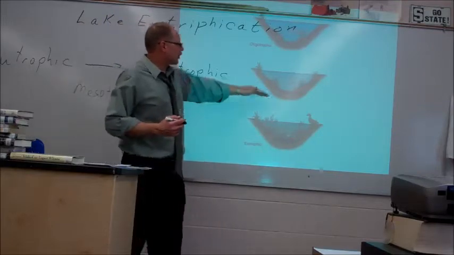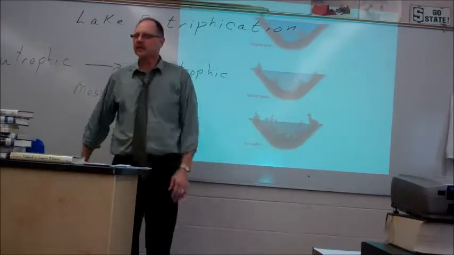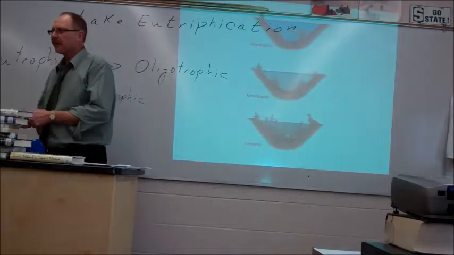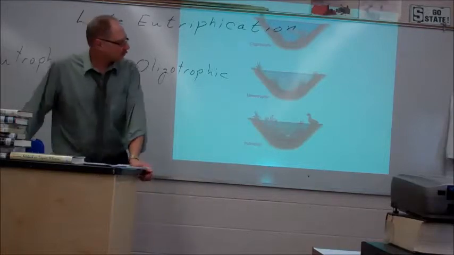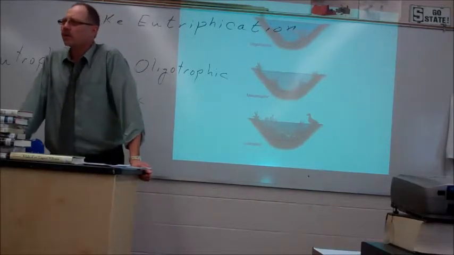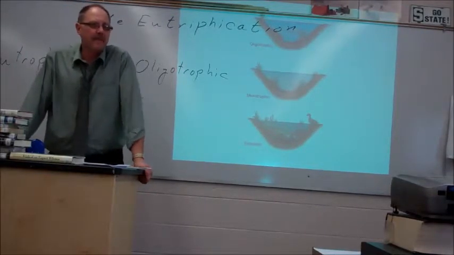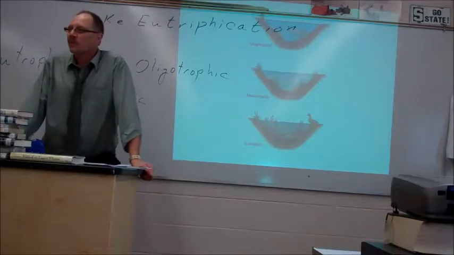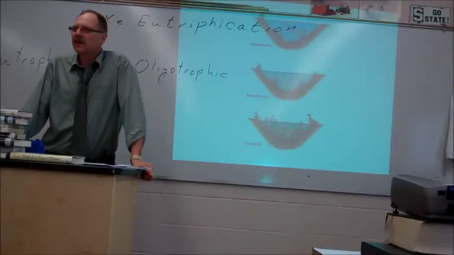And then I'm going to kind of skip mesotrophic, because mesotrophic is always going to be in the middle of the two extremes. All right, so that's one thing, depth. The second thing is that oligotrophic lakes tend to be colder, and eutrophic lakes tend to be warmer. And that makes sense because, of course, deeper lakes tend to have cooler temperatures.